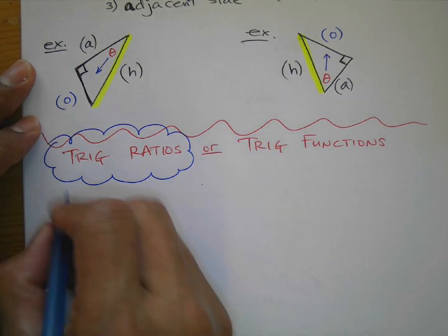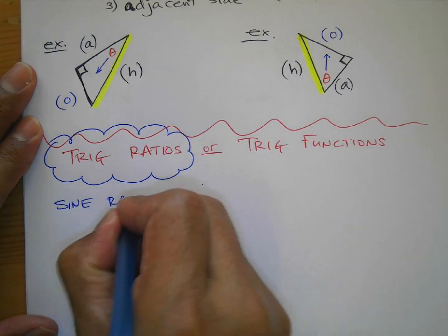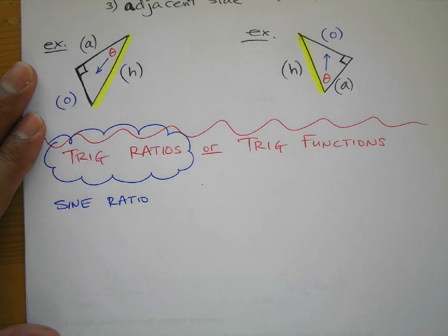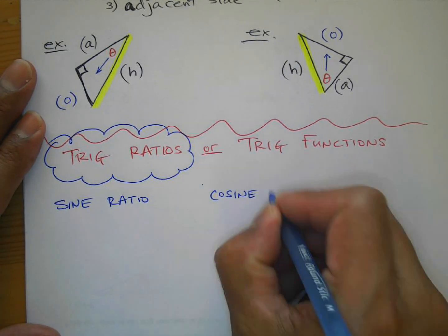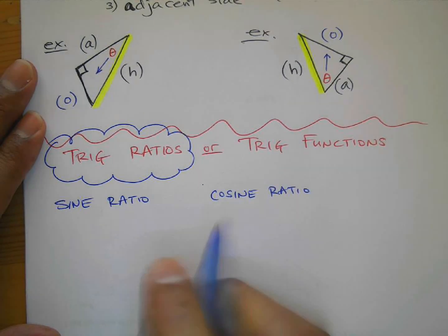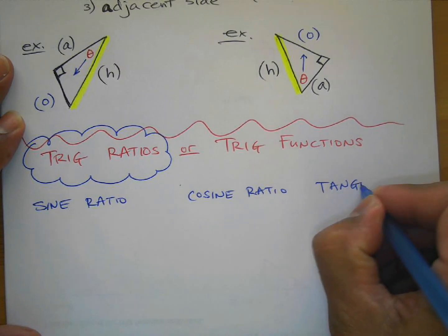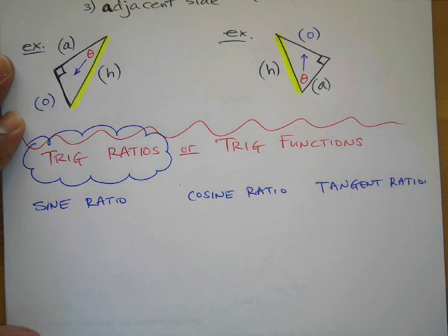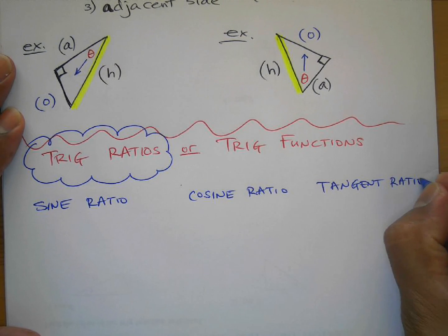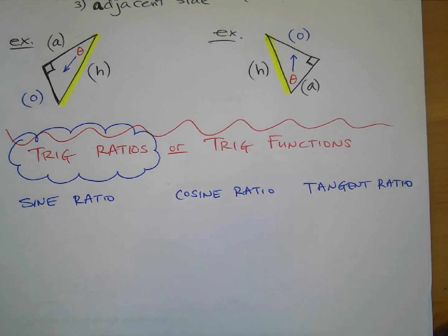One of them is the sine ratio. The other one is the cosine ratio. And the third is the tangent ratio. Again, you should have looked at these before back in geometry, right? Okay, so you're seeing them again.